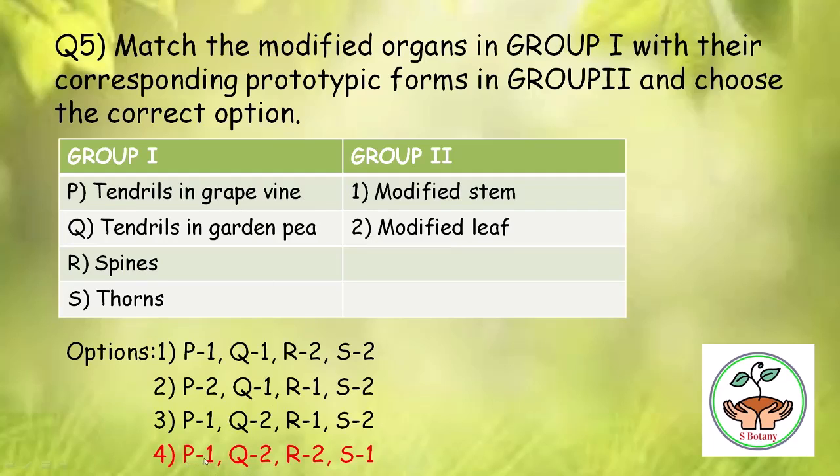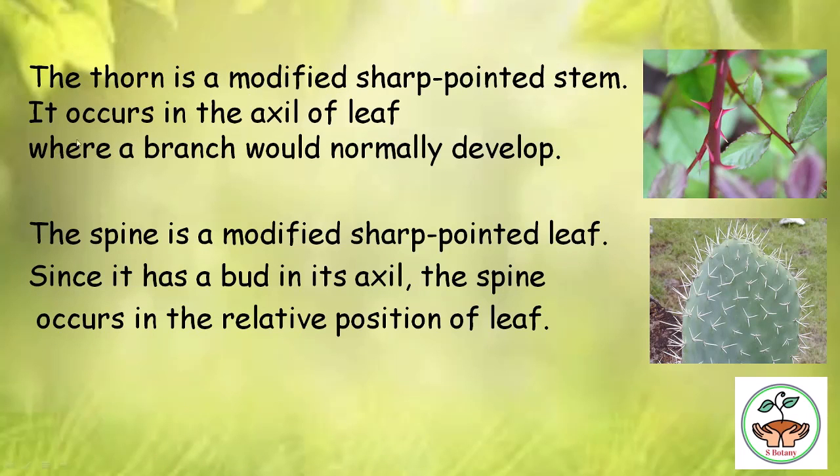Q2. Here this is option 4, and as the thorns are the modified sharp pointed stem, and it occurs in the axil of the leaf where a branch would normally develop. And the spine is the modified sharp pointed leaf, and since it has a bud in its axil, the spine occurs in the relative position of a leaf. So the spine is the modification of a leaf. Here in the opuntia, this flat structure is the stem, and the leaves are modified into the spiny structure. So the spines are the modification of the leaf, and the thorns are the modification of the stem.